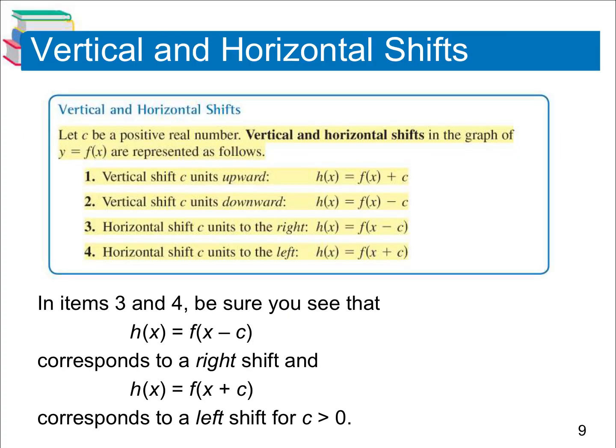Your table here just shows you the different transformations that we've gone through so far. Again, if it's plus a number outside or after the parent function, it's up that many units. If it's minus a number, it's going to be down that many units. If it's inside the parentheses or inside the radical, inside the absolute value with x, and it's minus a number, we're going to the right that many units. If it's plus a number inside, we're going to the left that many units.